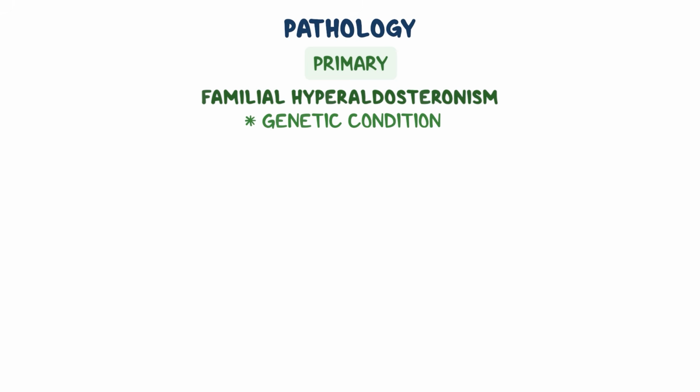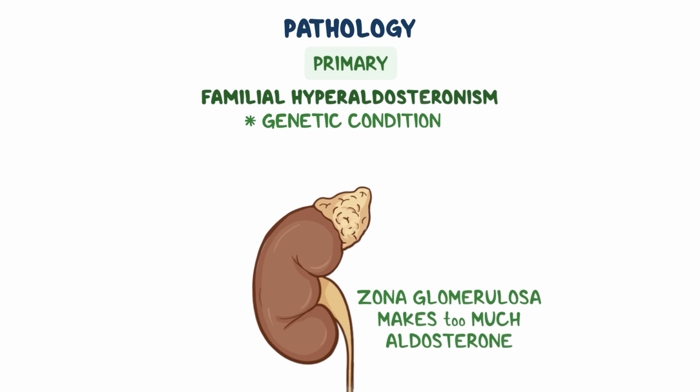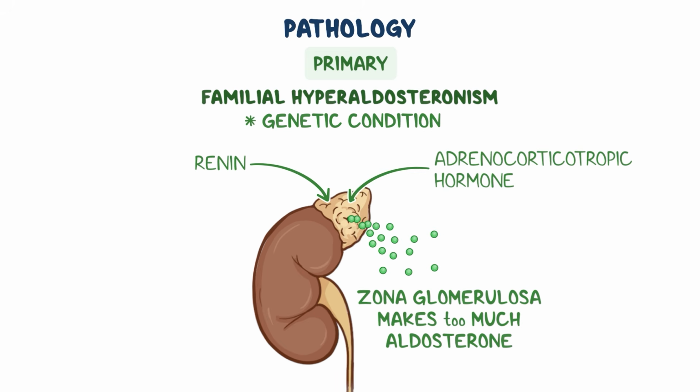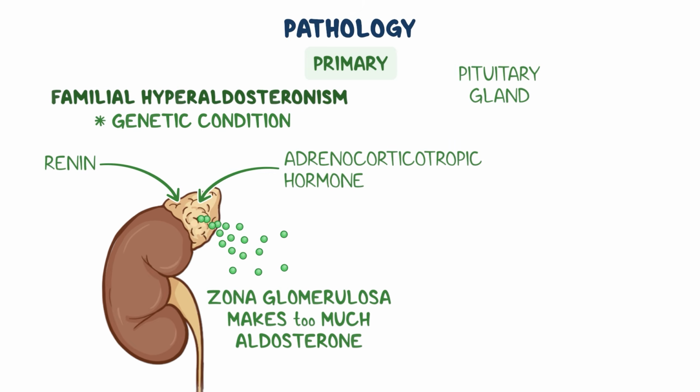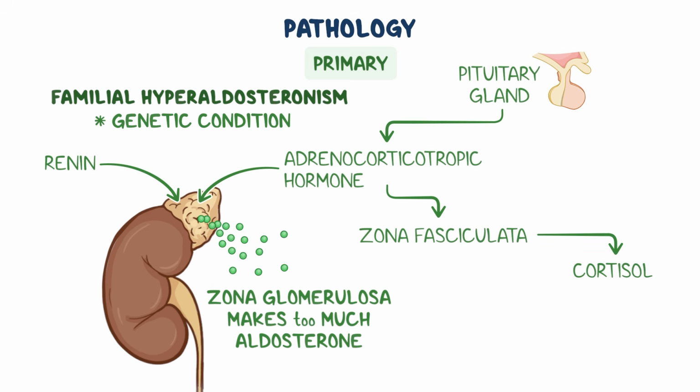A third cause is familial hyperaldosteronism, which is a genetic condition that runs in families. In this condition, the zona glomerulosa inappropriately makes too much aldosterone. It does this not only in response to the usual trigger, renin, but also to adrenocorticotropic hormone. Normally, the pituitary gland releases this hormone to stimulate the zona fasciculata to release cortisol, but in these individuals, adrenocorticotropic hormone also triggers the release of aldosterone.